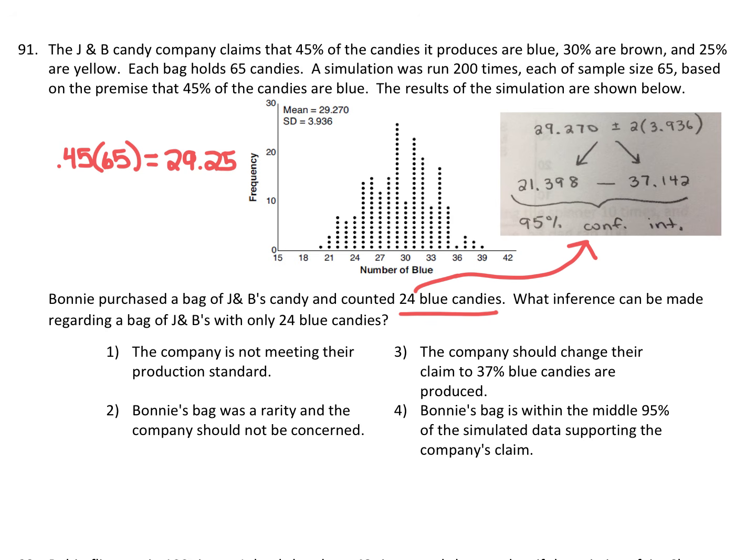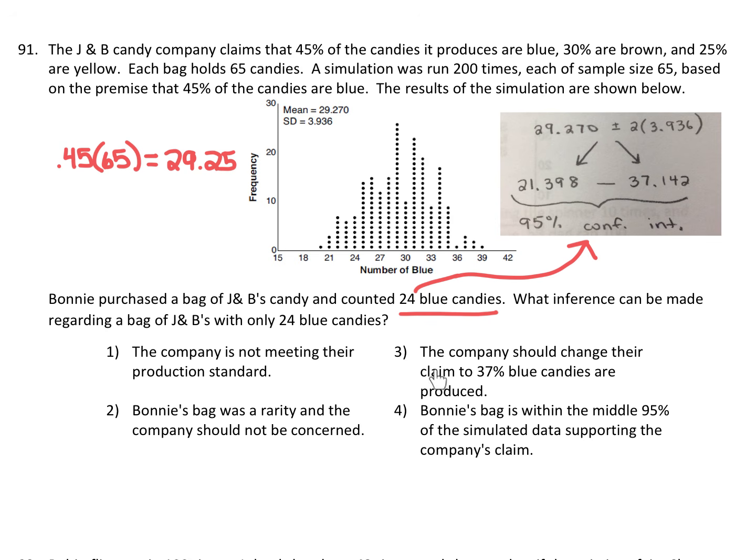All right, so if you read through the answer choices, choice 1, the company is not meeting their production standard. Okay, well, that's not true, right? We can't say that that's necessarily true because the bag she received was within the 95% confidence interval. Right, so choice 2, Bonnie's bag was a rarity and the company should not be concerned. Okay, so Bonnie's bag is not considered a rarity because 24 is within the confidence interval.